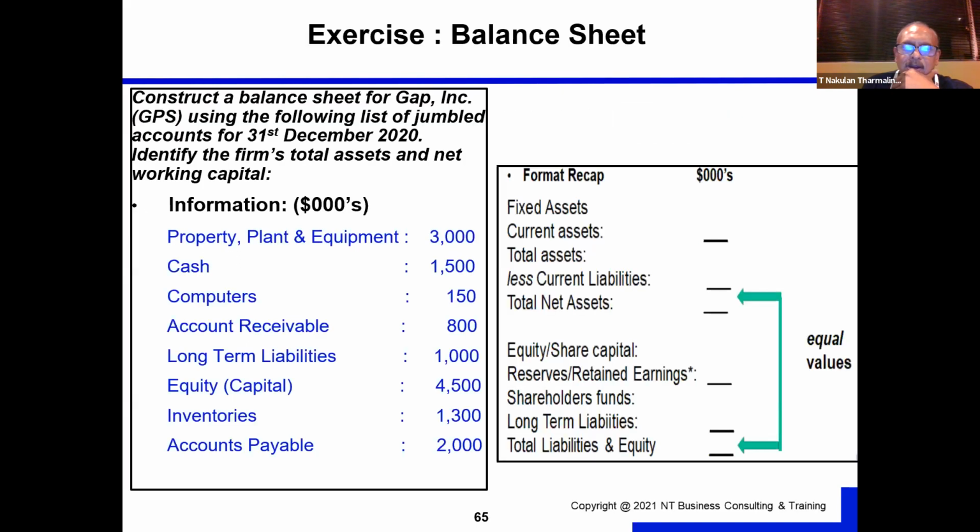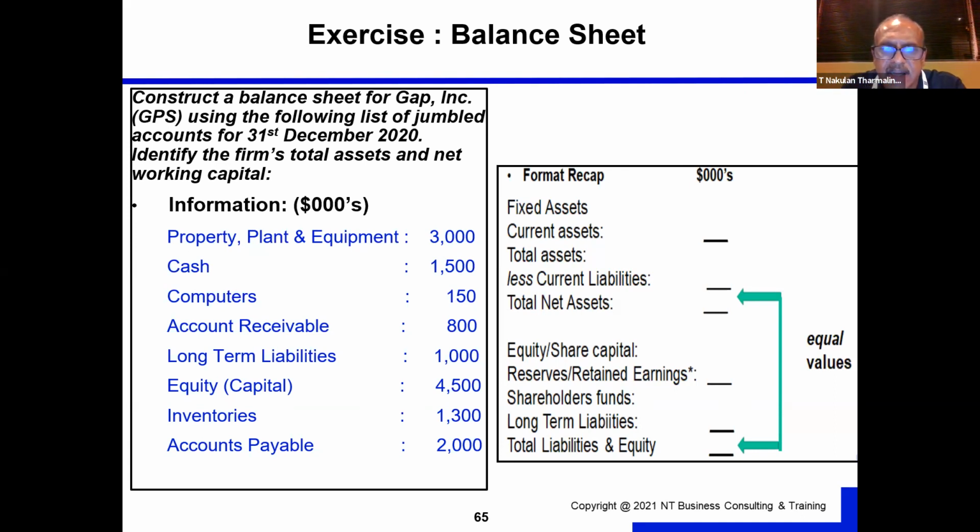What's the equity? Hang on. Sorry, there's a mistake here. You got how much? I got 3,450, I'm pretty sure. Your long-term liabilities and equity is 5,500. I think the numbers were wrong. Sorry, there's a mistake in this number. Sorry about it. What did you get your net assets as?